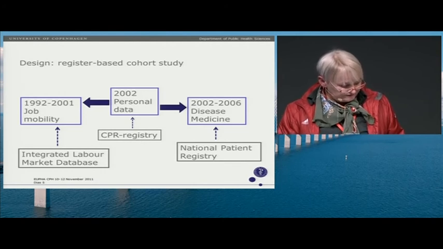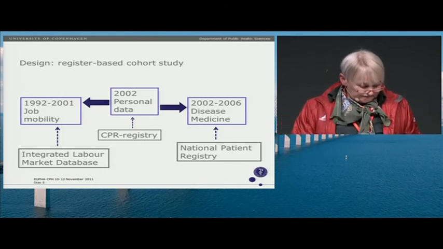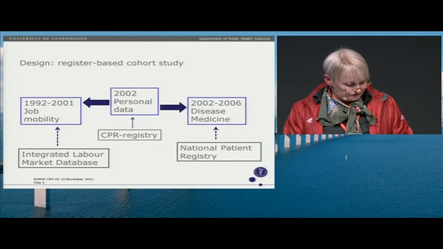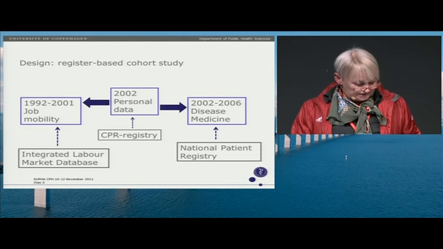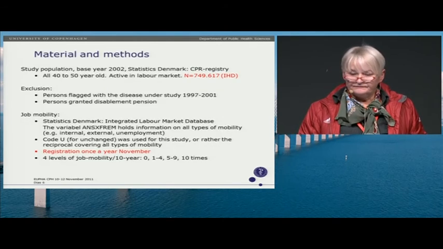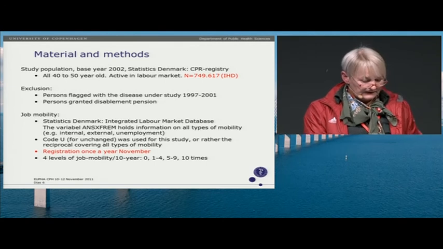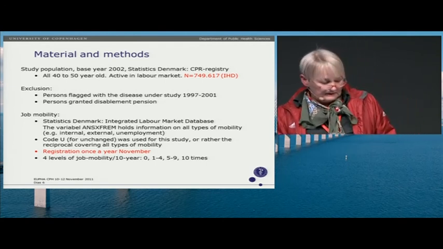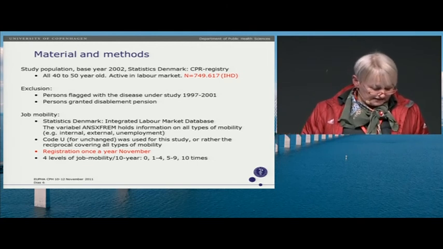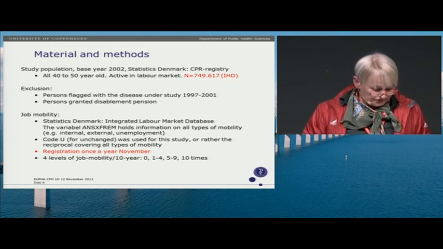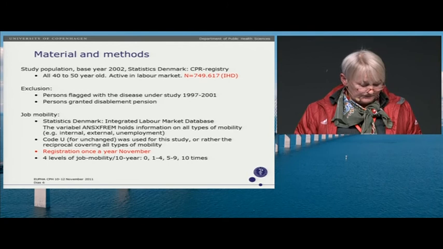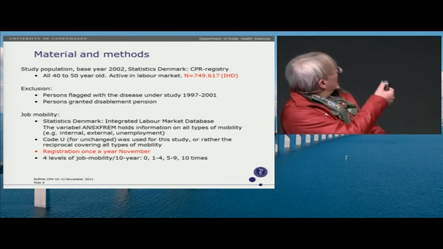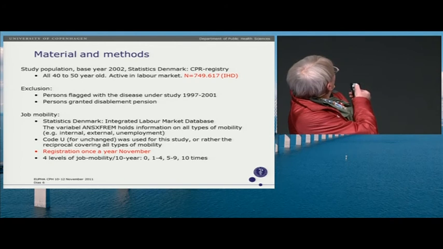The health outcomes of selected diseases, for instance, ischemic heart disease, was registered during a 5-year follow-up period from 2002 to 2006. Data on health outcome came from the National Patient Registry. The number of persons included for the analysis of ischemic heart disease amounted to 749,617, nearly 750,000, as shown there.